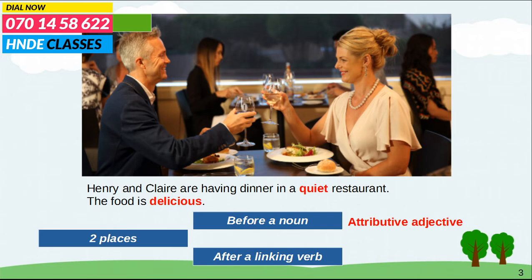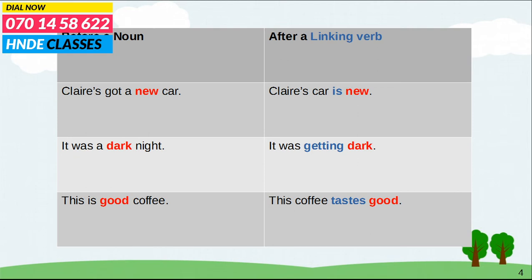So simply telling, whatever adjective occurs before a noun, we call it an attributive adjective, and whatever adjective occurs after a linking verb, we label it a predicative adjective. So an attributive adjective is an adjective that occurs before a noun, and a predicative adjective is an adjective that occurs after a linking verb. Okay, to conclude, we will be elaborating this in this tabular format.